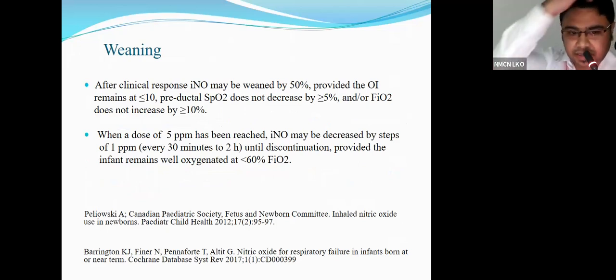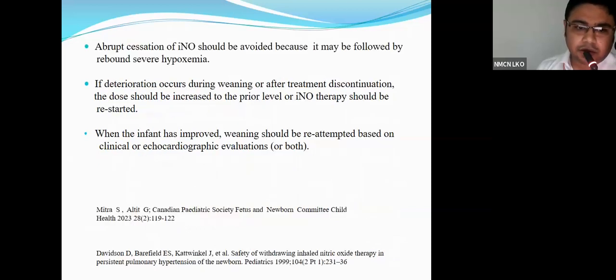This is the recent weaning approach published by Souvik Mitra from Canada. After clinical response, iNO will be weaned by 50%, provided the oxygenation index is less than 10, the pre-ductal SpO2 does not decrease by more than 5%, and the FiO2 is not increasing by more than 10%. We should avoid abrupt cessation of NO because it can be counterproductive, and then again there can be rebound hypoxemia.